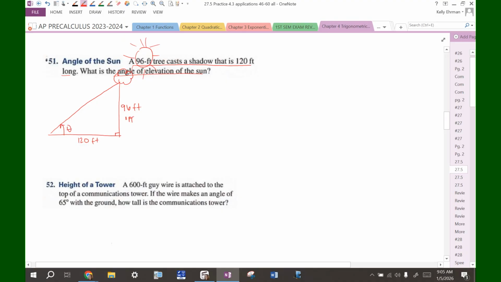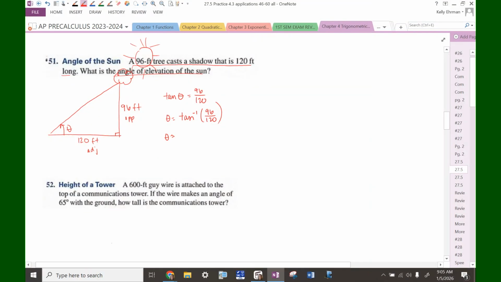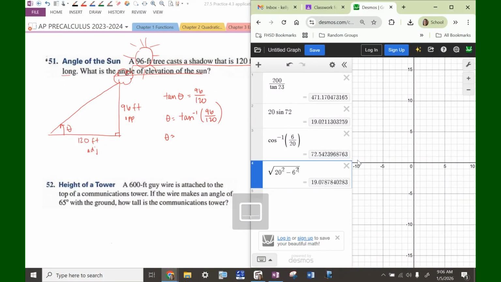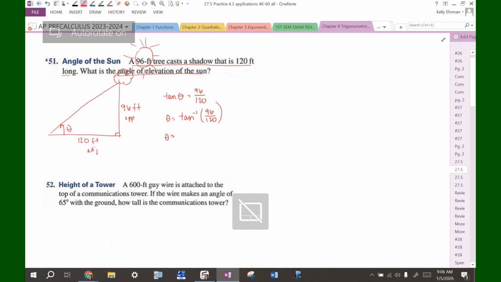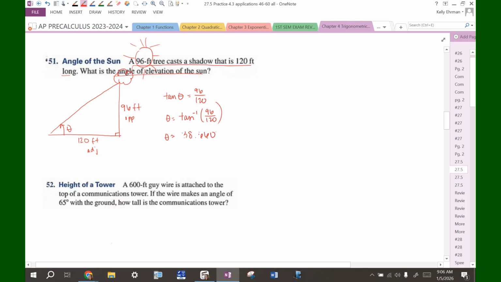So again, we have opposite and adjacent. So I'm going to say the tangent of the angle theta is equal to 96 over 120. How do I solve for theta? I take the inverse tangent of both sides. So it's whatever the inverse tangent of 96 over 120 is. All right, so I like having a clear screen when I can. So inverse tangent of 96 over 120 is 38.660 degrees.